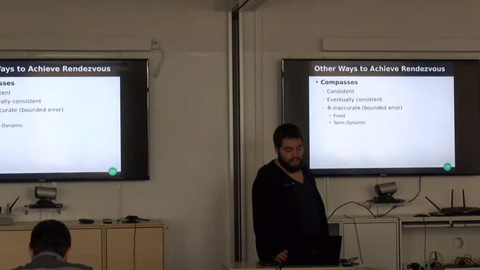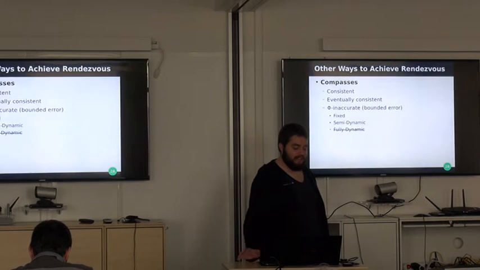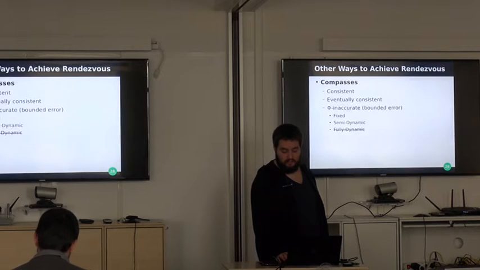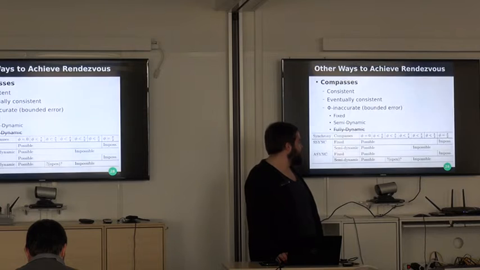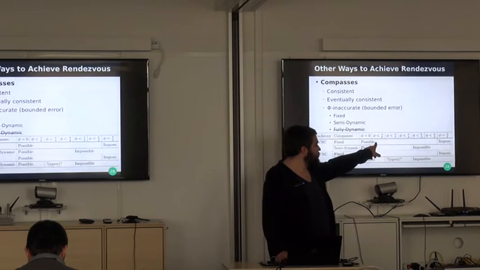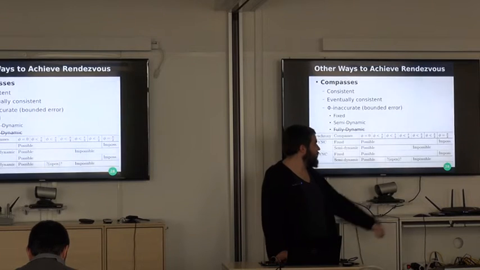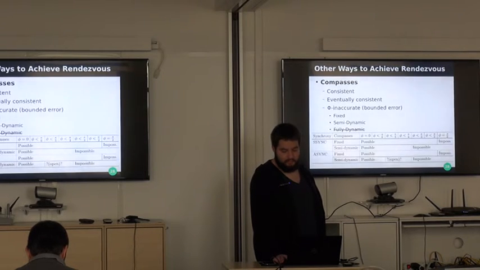If it's semi-dynamic, so the error can change, but only between the cycles of two robots, it mostly works. And if it's fully dynamic, meaning that the error can change any time during the execution, we know it doesn't work, that gathering is not possible. That's basically the table of results of what is possible or not. There's still an open question between pi over 6 and pi over 4 for an error. But otherwise, we know where it's possible and impossible to achieve rendezvous with compasses.